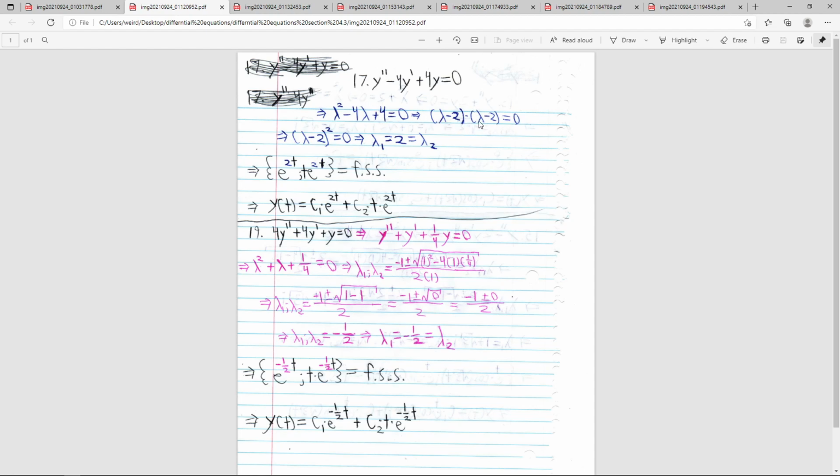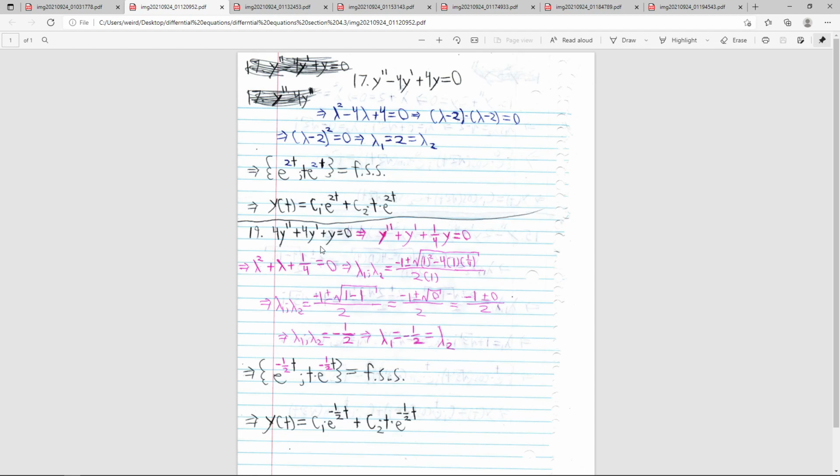4 divided by 2 is 2, and lambda minus 2 times lambda minus 2 will be equal to this quadratic equation. So lambda minus 2 squared, I emphasize that here, then it's equal, so lambda 1 equals 2 is equal to lambda 2. Trying to emphasize the point here. So we have e to the 2t, and t times e to the 2t is our fundamental set of solutions. So y at t equals c1 times e to the 2t plus c2 times t times e to the 2t.